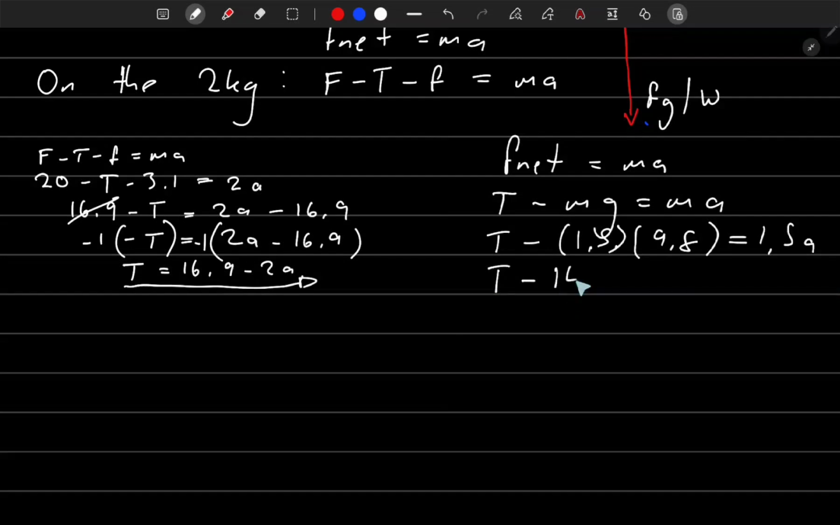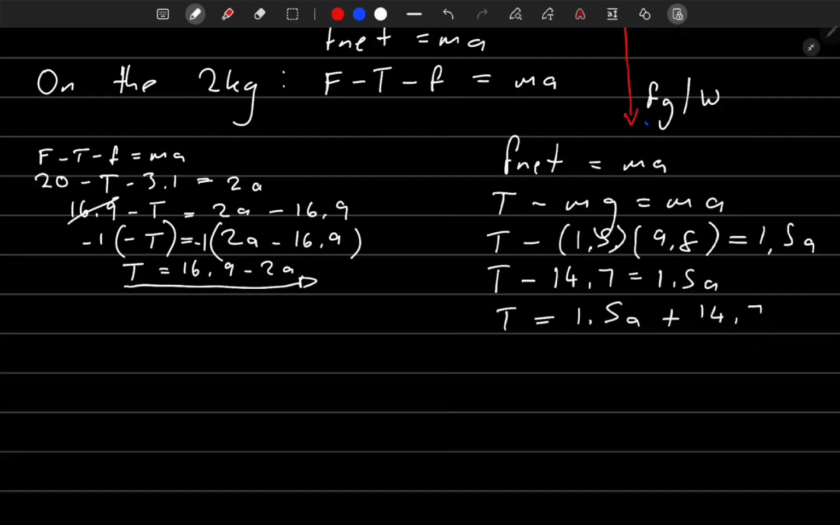And this is equals to 1.5a. And then we just want to move this 14.7 to the other side. We can do that by adding 14.7 to both sides. And this will be T, the tension, is equals to 1.5a plus 14.7.